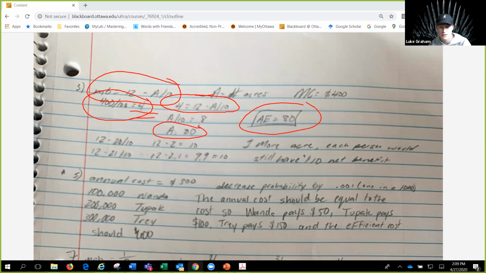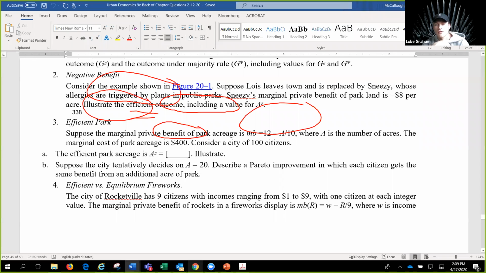And then for part B, basically I attempted what the book said. It said it would be 1 more acre, and I got 9.9. So the overall benefit still goes down, but I guess they rounded it up and said that people would still have a $10 net benefit. So that's what kind of threw me off, because I tried 21, I tried 19, and it still didn't help at all. And so I don't know where they got their number from.